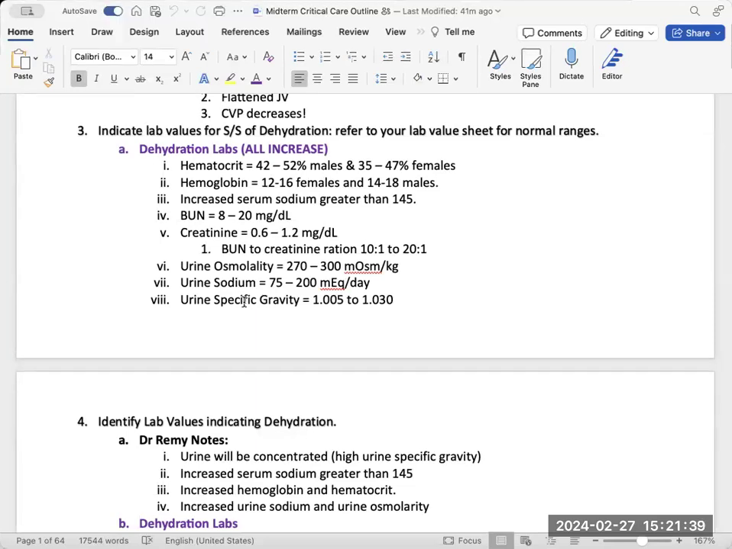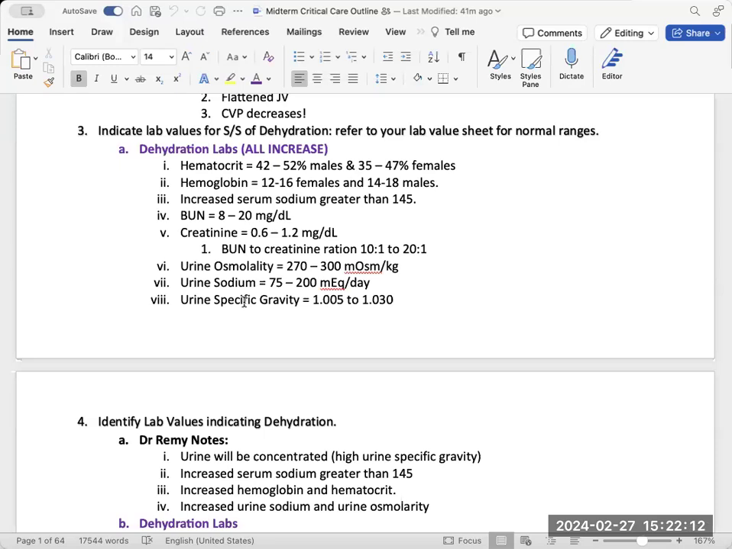So, as we said, fluid volume deficit, dehydration, the signs and symptoms mimic each other. So, dehydration will expect all labs to increase. So, hematocrit, which is typically between 42 and 52% for males and 35 to 47% for females. And that's just because females menstruate every month. So we will not have as much hematocrit or as much hemoglobin as a male would.